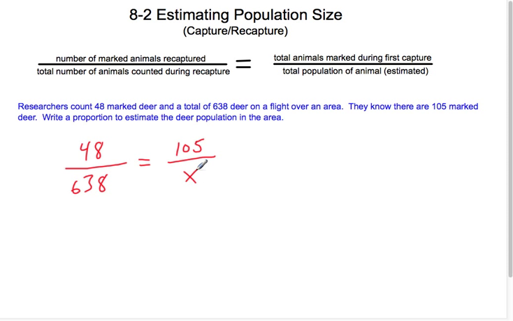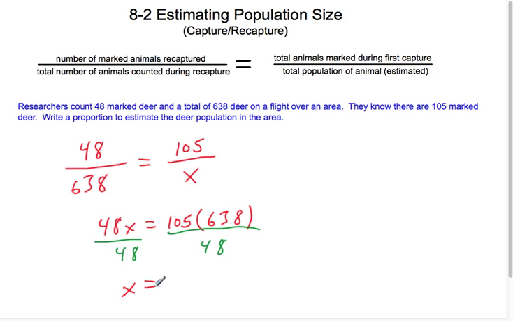So now, using the techniques that we learned to solve proportions, we know that 48 times x is going to equal 105 times 638. So then if we divide both sides by 48, we should have our estimated population size.